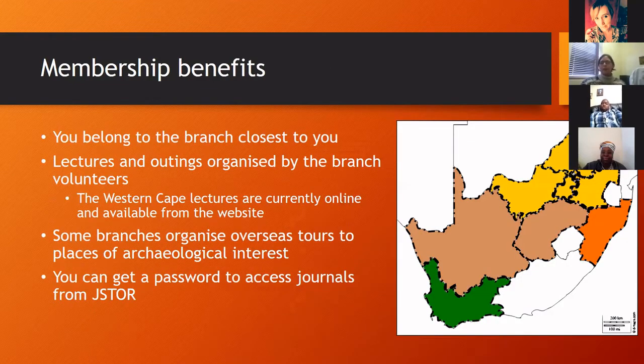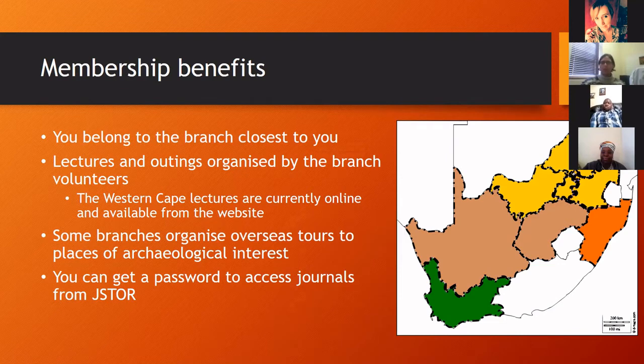Membership benefits include that you belong to the branch closest to you. There are 4 branches: the Northern branch, the KwaZulu-Natal branch, I'm afraid I'm going to struggle to pronounce it, I think it's the Garib branch, if I have it right, and then the Western Cape branch. They often organize their own lectures, and the Western Cape lectures are currently online and available to everyone from the website. Some of the branches also organize overseas tours to places of archaeological interest.